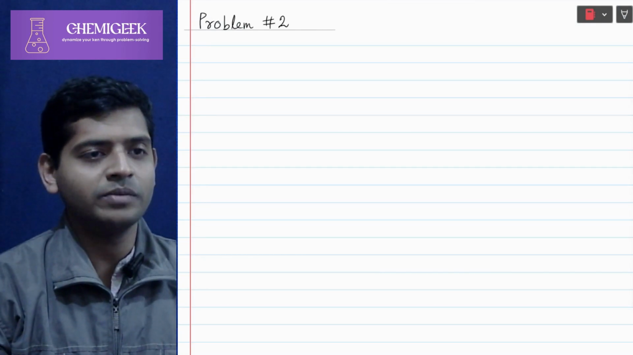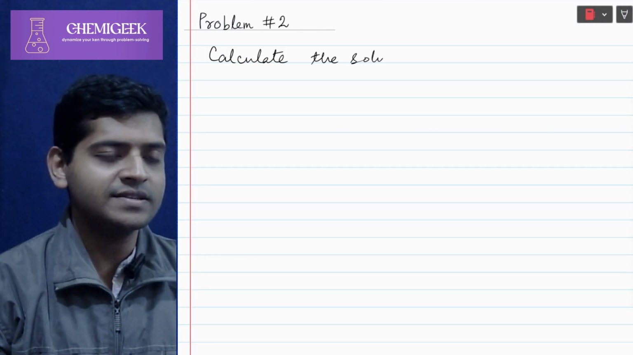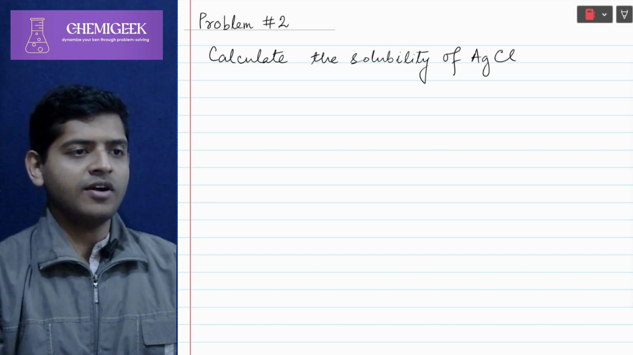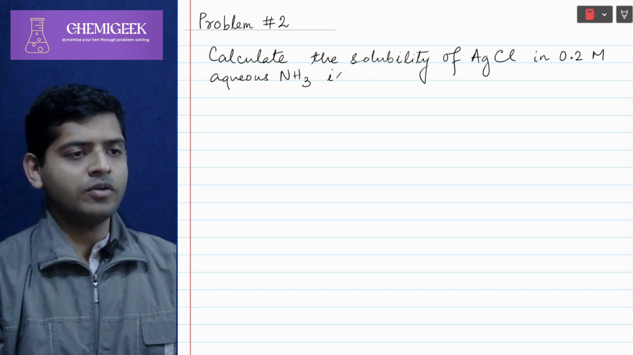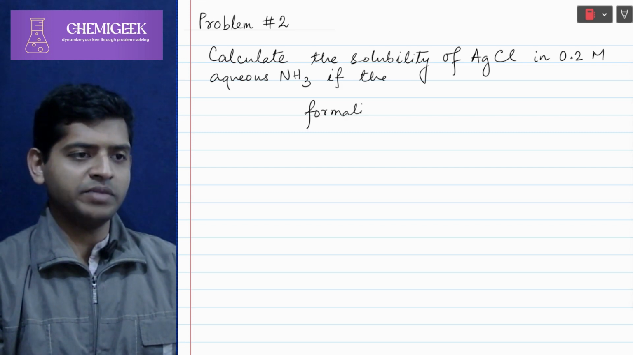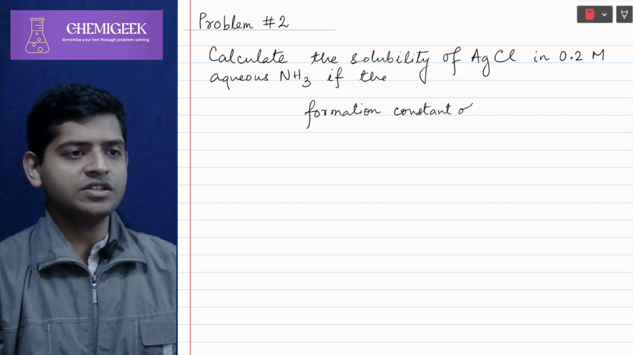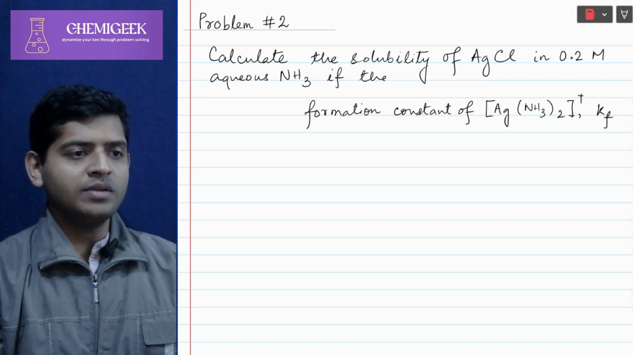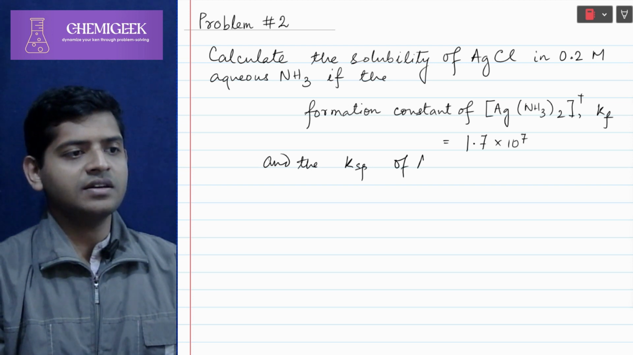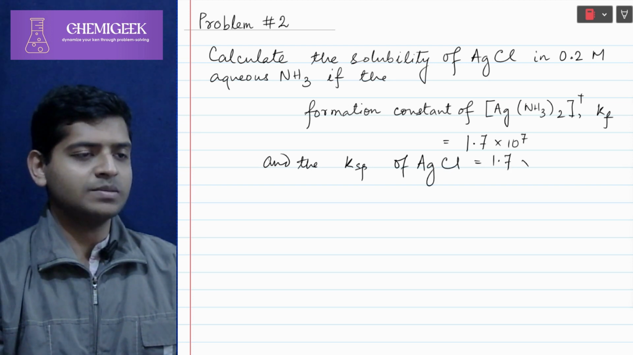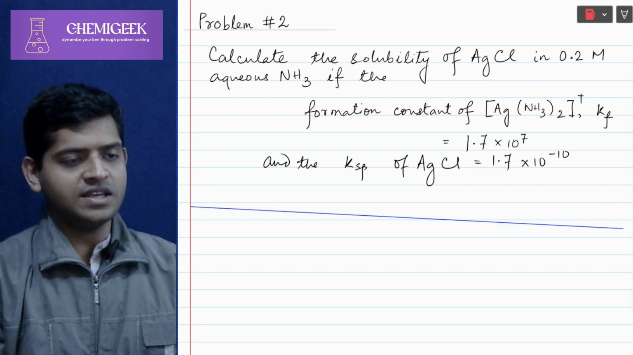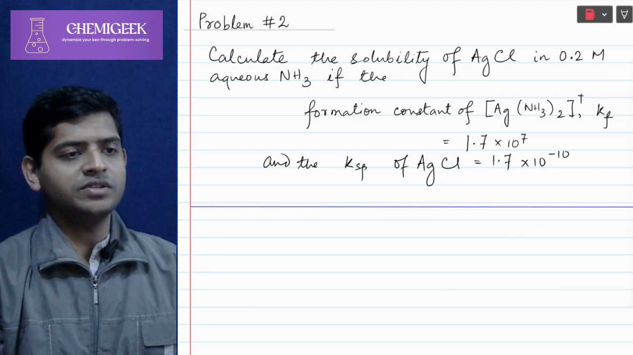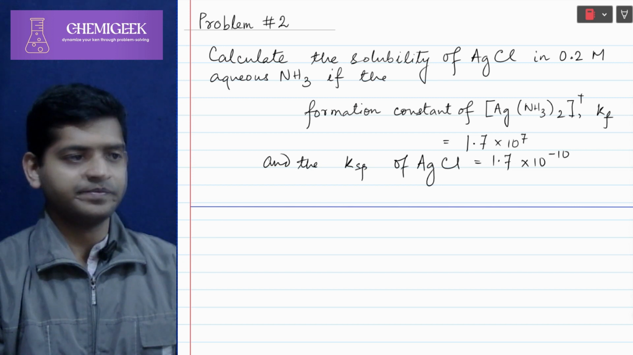Today we have a wonderful problem before us which goes like this. Calculate the solubility of silver chloride in 0.2 molar aqueous ammonia if the formation constant of silver amine complex, that is Ag(NH₃)₂⁺, is equal to 1.7 into 10 raised to the power 7, and the solubility product, that is Ksp, of silver chloride is equal to 1.7 into 10 to the power minus 10.